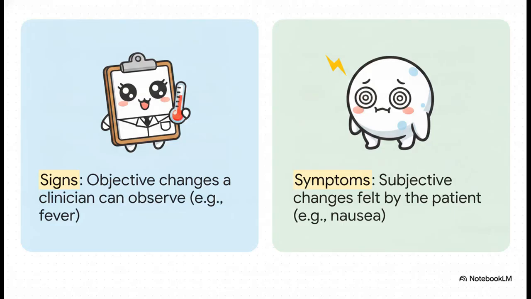Now, let's zoom in on that third pillar for a second. Clinical manifestations. It is so easy to mix up signs and symptoms, but here's the trick. Signs are objective. They're the hard evidence you, as the clinician, can actually measure. Think of a fever on a thermometer or a visible rash. Symptoms? Those are entirely subjective. That's the stuff the patient has to tell you about, like feeling nauseous or having a killer headache. You can't measure a headache, but it's definitely there.